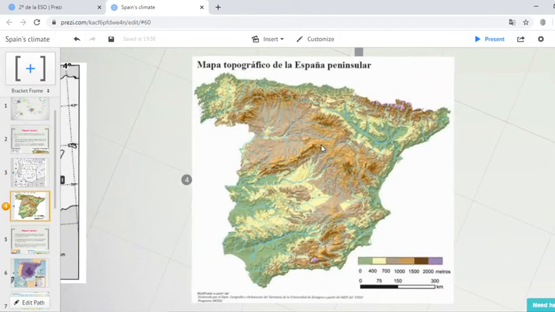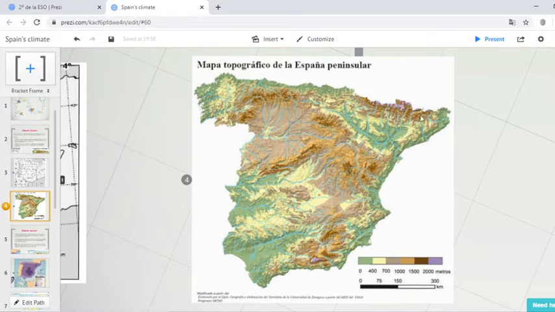As you may remember, temperature gets lower as you rise in altitude, and the opposite happens with the atmospheric pressure. The atmospheric pressure is lower in higher areas. This is a relief map of Spain, or the Spanish Iberian Peninsula. So you can see here all those areas from the North Central Plateau, the South Central Plateau, they are pretty high.